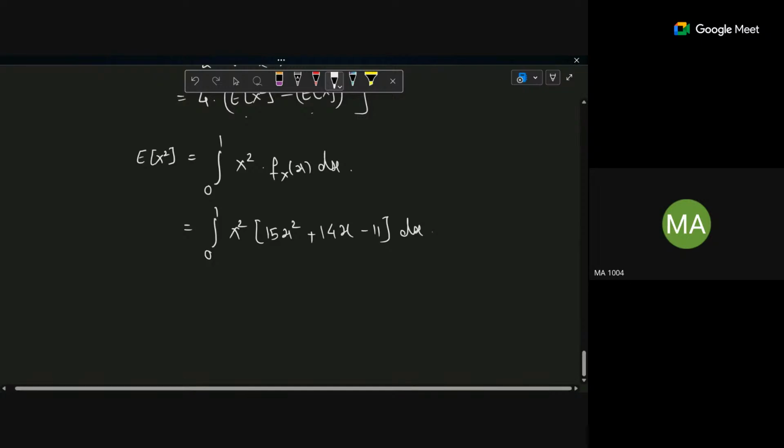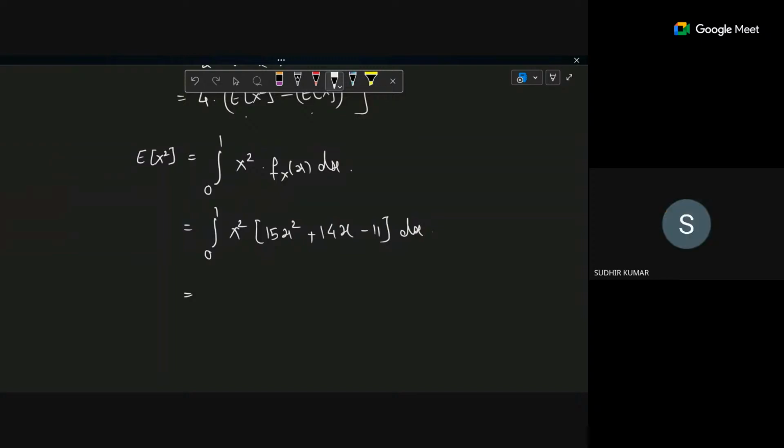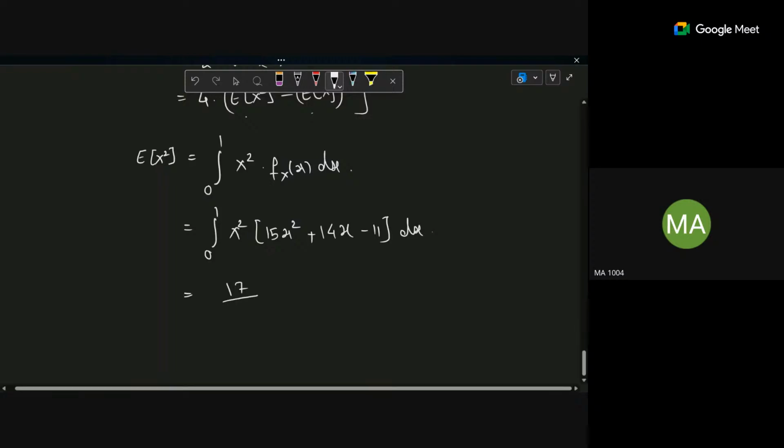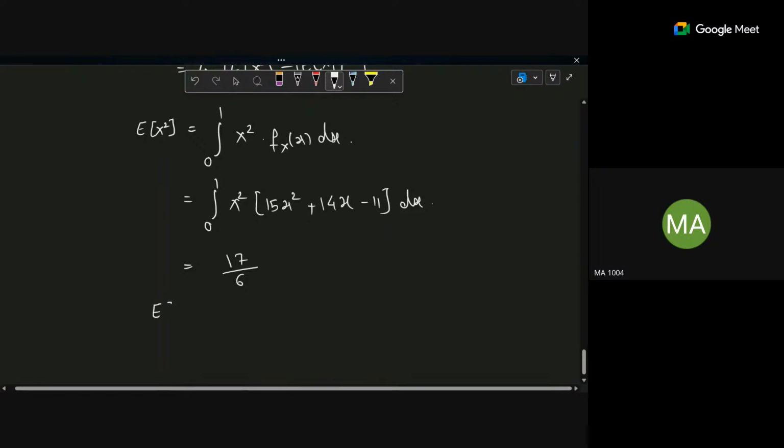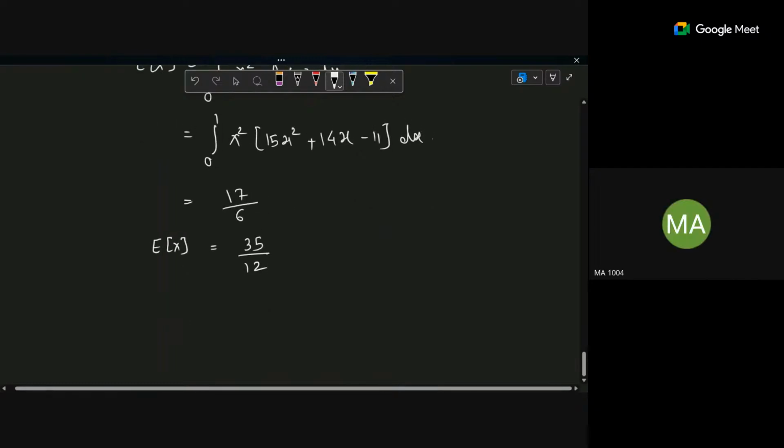Do I have to write the whole explanation, or should I go directly? It will be the same answer, you can go direct. What's the fraction? Just tell me the fraction you got. 17 by 6. Yes, ma'am. And what was our expectation of x that we have already calculated? That was 35 by 12. Fine. So we just have to integrate.